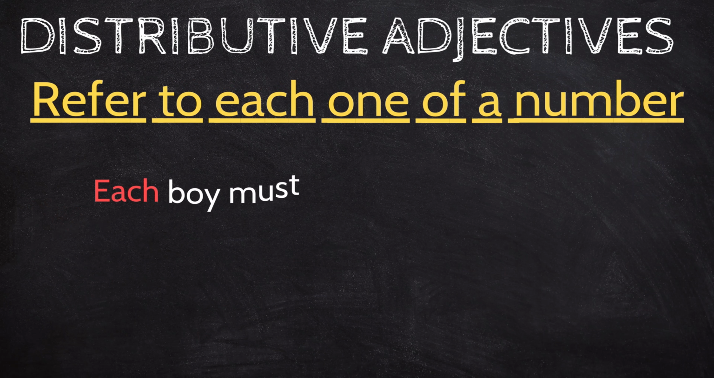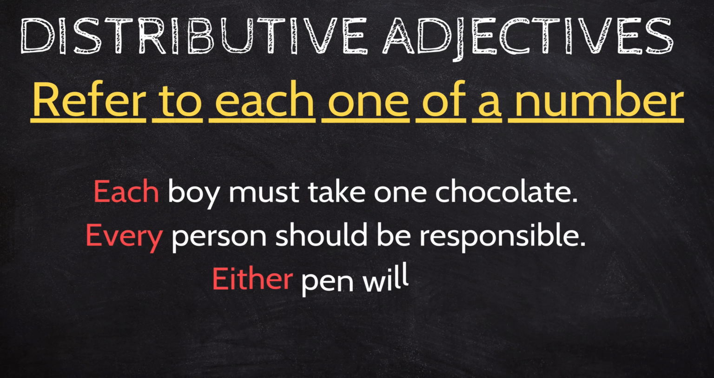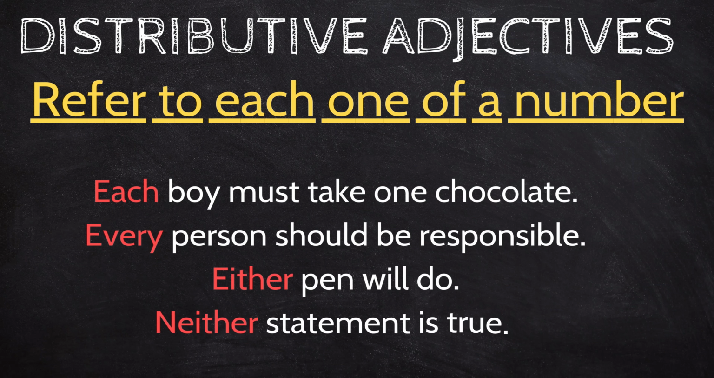Okay, we use distributive adjectives. Now, they refer to each one of a number. Distributive adjectives are used to refer to each one of a particular number which is given. For example, each boy must take one chocolate. Here, each is a distributive adjective. Why is that? Because here we are given that each boy means, for example, there are 30 students in the class. So there are 30 boys in the class. Each boy must take one chocolate. Each of the 30 boys must take one chocolate.